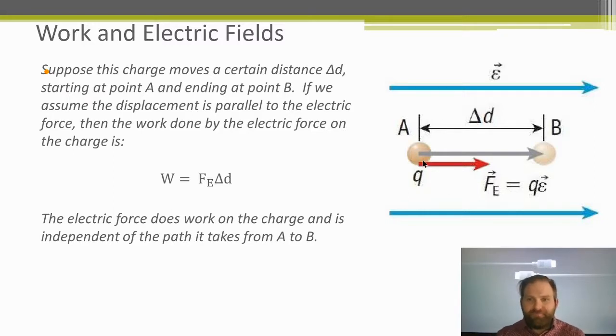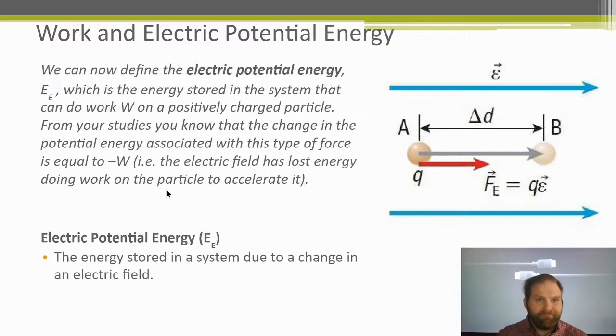So if we move our charge here from A to B, that's our delta D, just like before. And some electrical force was required to do that. And the multiplication of those is going to be your work. All right, so the electrical potential energy is kind of the energy that it would take.